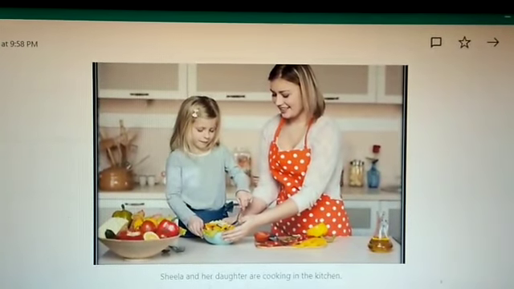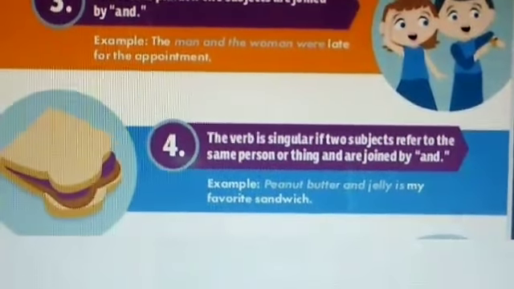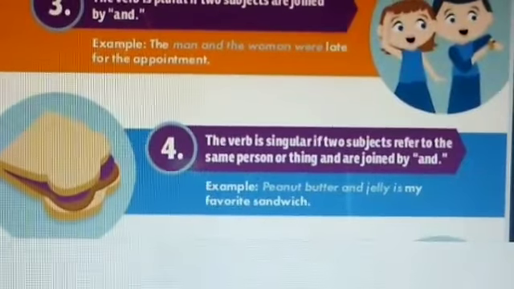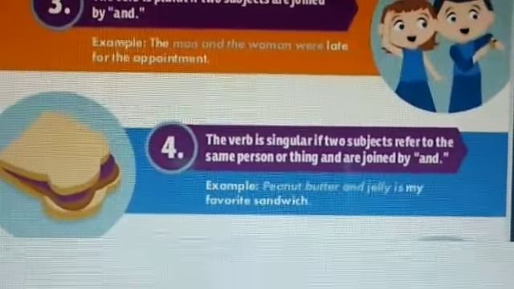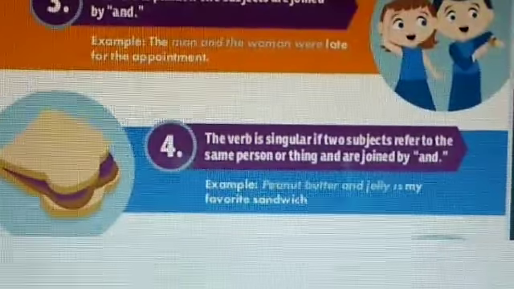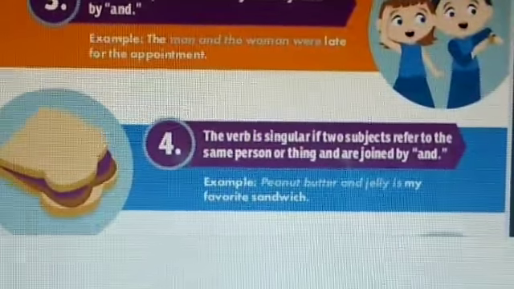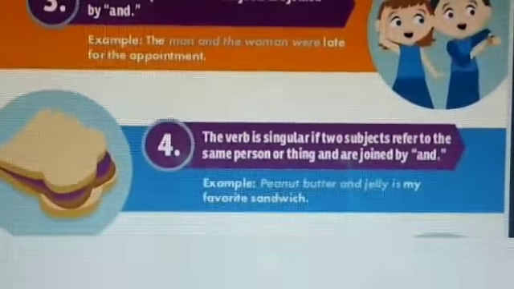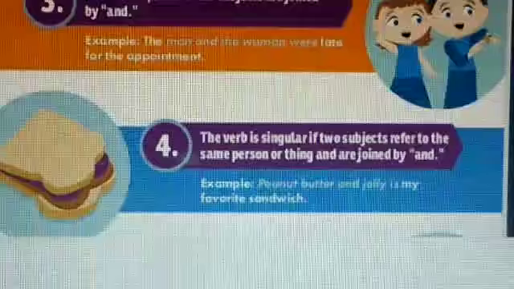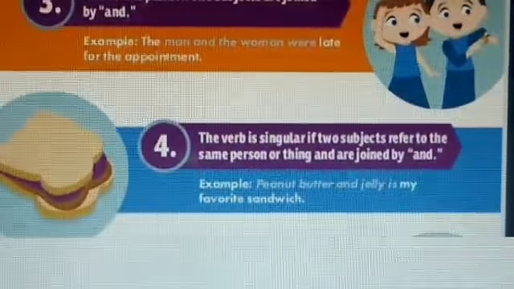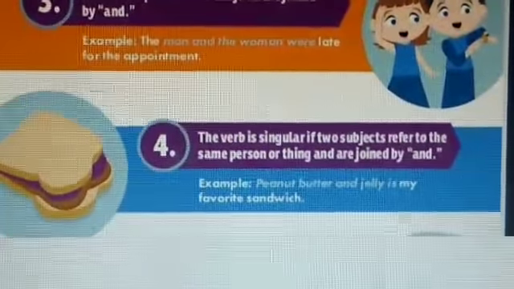Now let's move on to rule number 4. Fourth rule, you see the verb is singular if two subjects refer to the same person or thing or idea and are joined by and. Example, you see, peanut butter and jelly is my favorite sandwich. You see the sandwich, it has both peanut butter and jelly. Some more examples we shall see to make you understand.